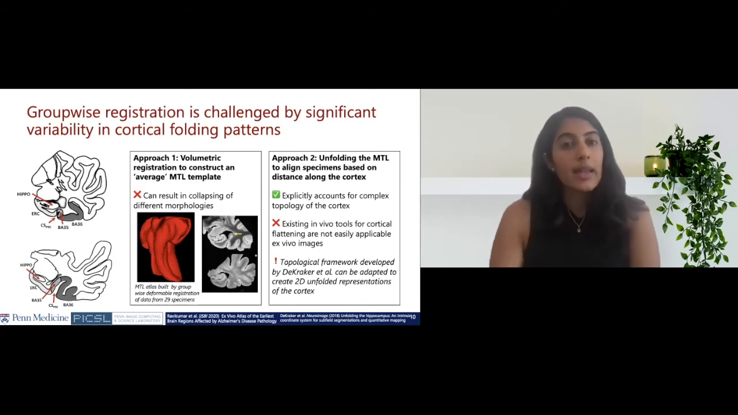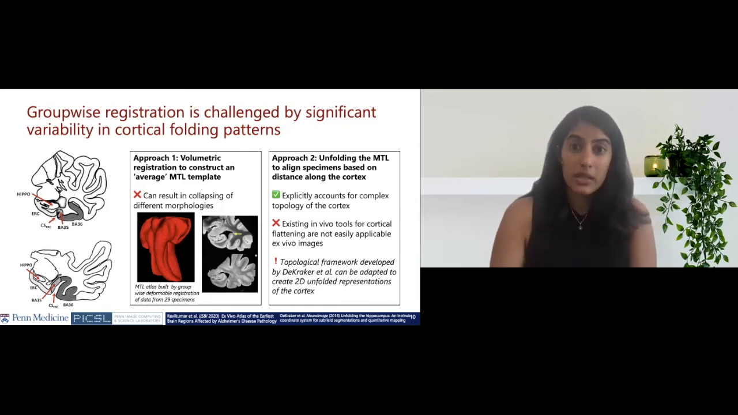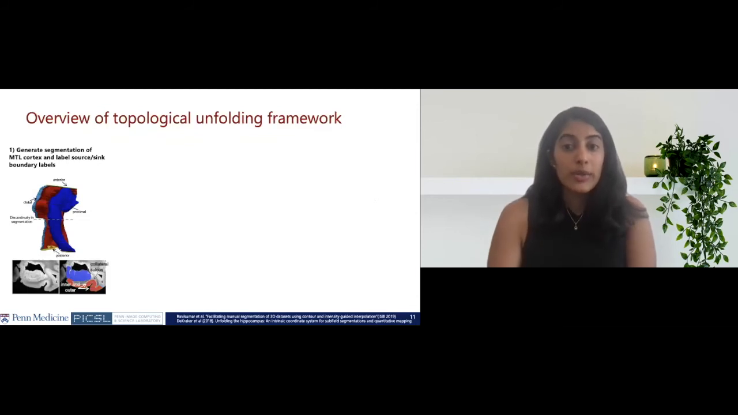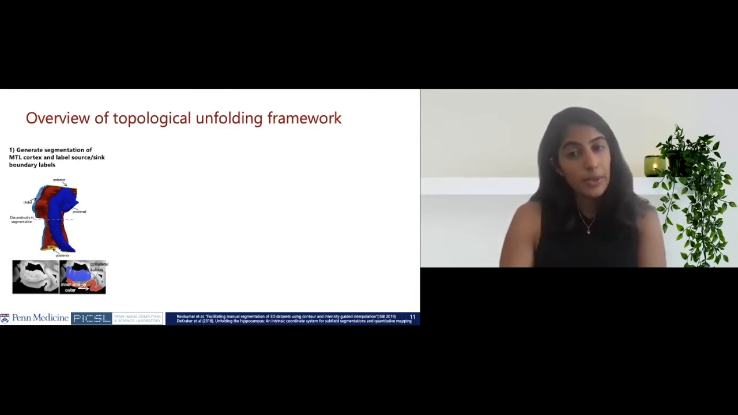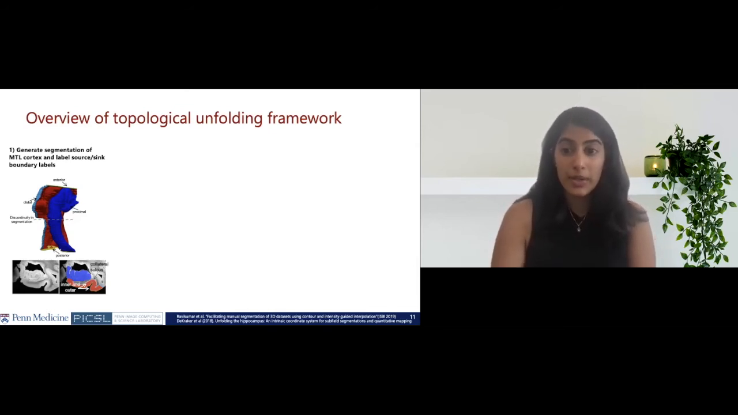Therefore, in this work, I instead use a topological framework developed by de Crocker et al., which can be adapted to create a 2D unfolded representation of the MTL. To provide an overview of the method proposed by de Crocker et al., the first step is to generate segmentation to define the region of the MTL to unfold. Since manual segmentation of the MTL would be very labor-intensive in our ex vivo data, we used a semi-automated segmentation tool developed in my previous work to label the MTL in each of the MRI scans.